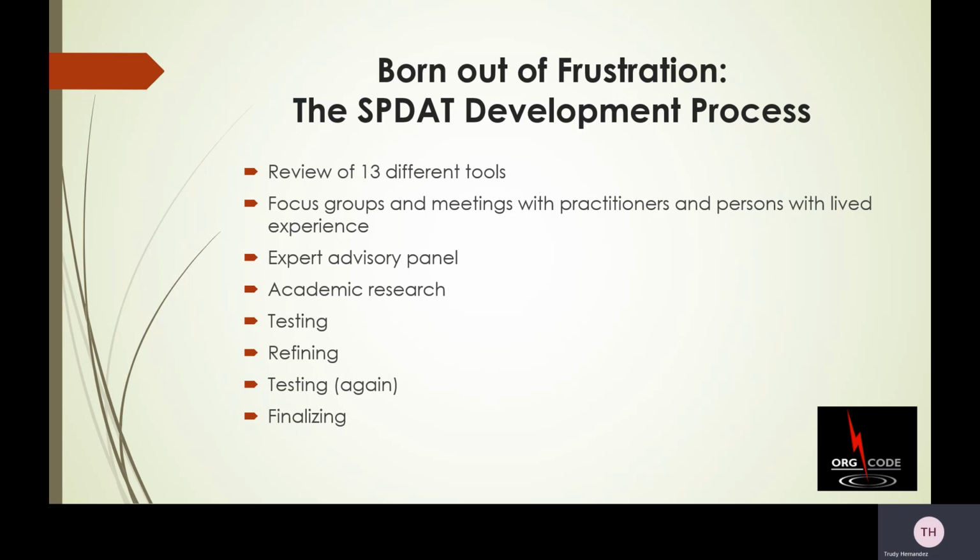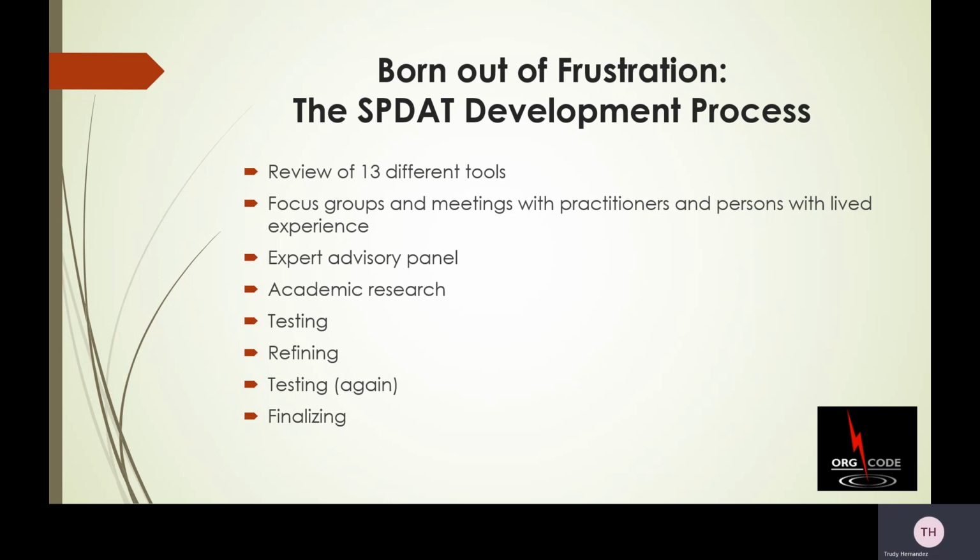Rather than us just saying, oh, you know what, this person is going to be a really good candidate for my program, let's enroll them. We can actually look at, does this person really need the services that my program offers? So the way that the full SPDAT was created is kind of laid out here.